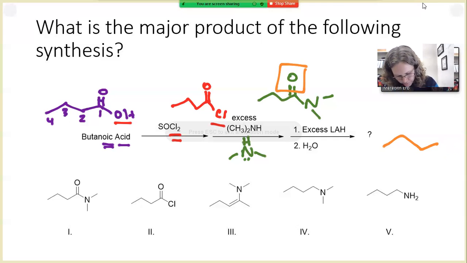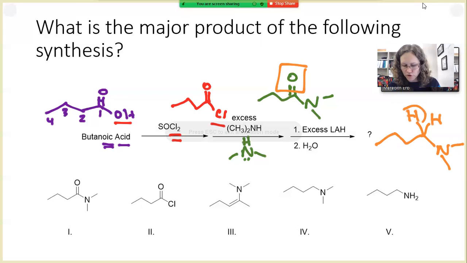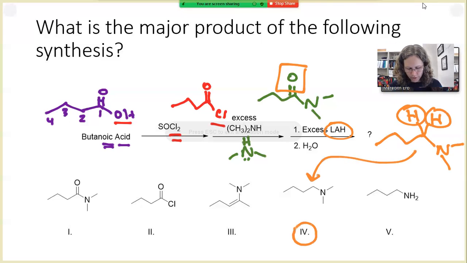redraw that so that I don't lose carbons. It's going to be an amine where we replace that carbonyl oxygen with 2 hydrogens. And these hydrogens are put there by the excess LAH. So our major product is an amine, and that is going to correspond to molecule number 4, right?